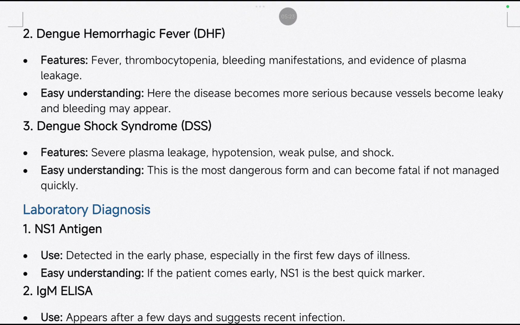Third is dengue shock syndrome. This is where things become fatal. Why? Because there is severe plasma leakage, and due to severe plasma leakage, there is hypotension. Whenever there is hypotension, it means there are circulation issues, leading to weak pulse and shock. This is the point where you might have heard that a particular patient died because of dengue, because that is DSS. So always write dengue fever, then dengue hemorrhagic fever, then dengue shock syndrome.